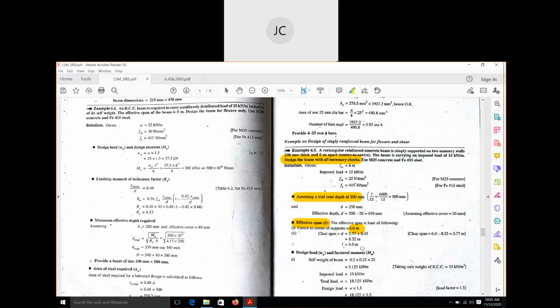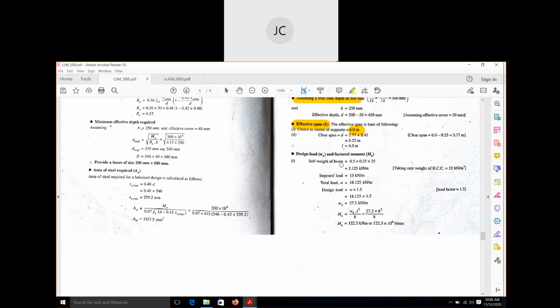Okay, it is very easy. There is no logic behind this. You only have to find these two values, compare them, and the smaller value will become your effective span as per IS 456. So in this case, we have got the effective span as 6 meter.